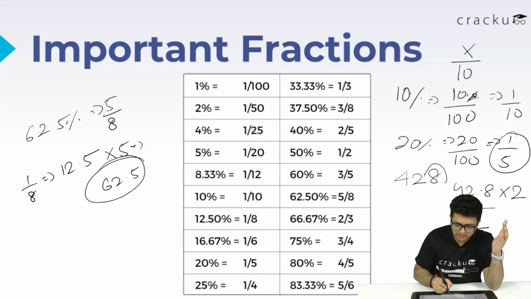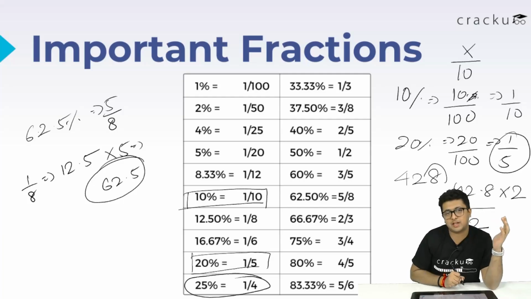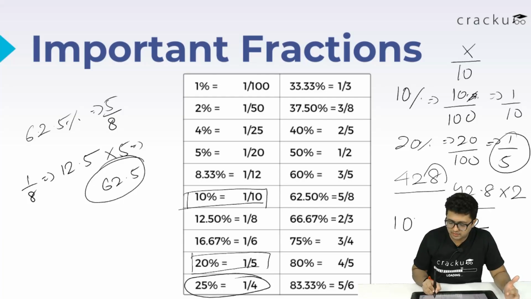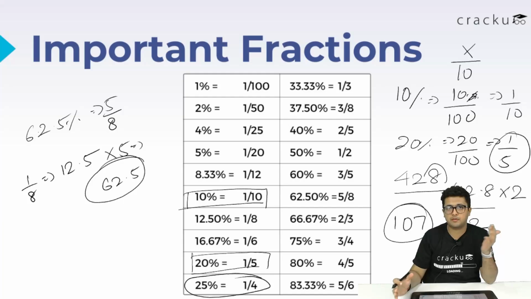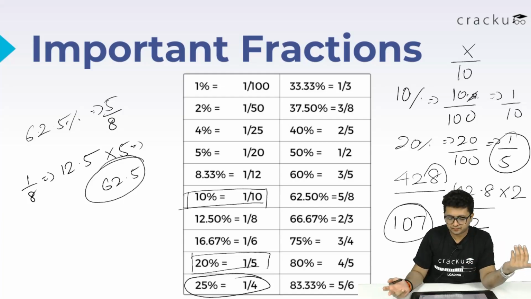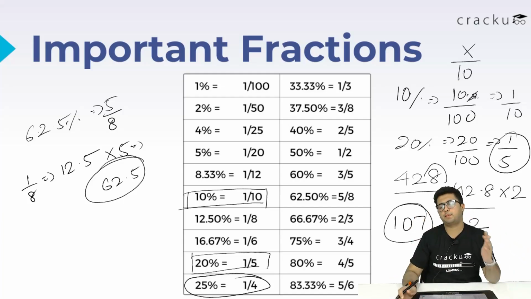So 10% is, let's say, a huge landmark percentage. Similarly, 20%, if you're very comfortable with calculation, can be one. 25% is very important because all you have to do is divide by 4. 25% of 428 will be nothing but 107, right? All I did was divide by 4, and 25% of 428 is 107, right? 33.3%, 1 by 3.